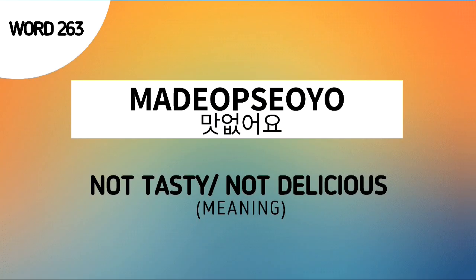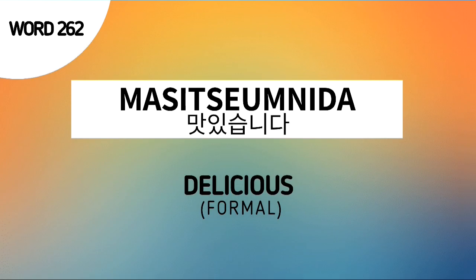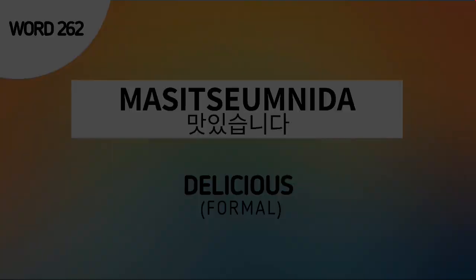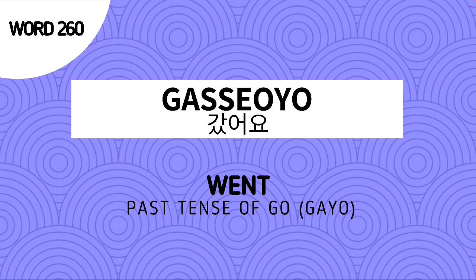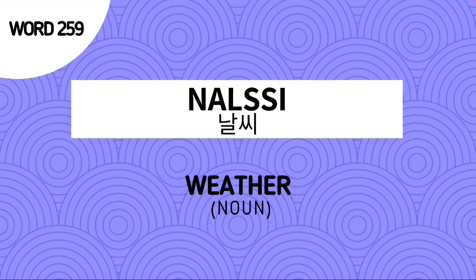Word number 263 is 맛없어요, which means not tasty or not delicious. Word number 262 is 맛있습니다, which means delicious, which is said in a formal manner. Word number 261 is 먹었어요, which means ate, or the past tense of eat. Word number 260 is 갔어요, which means went, or the past tense of go. And the last word for our review, word number 259, 날씨, which means weather.